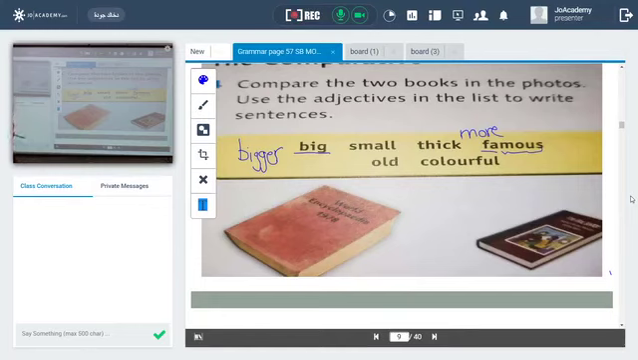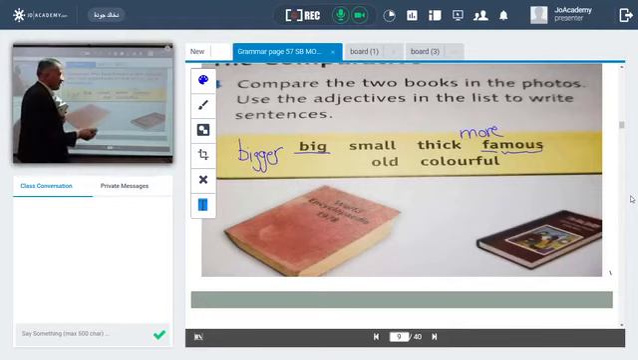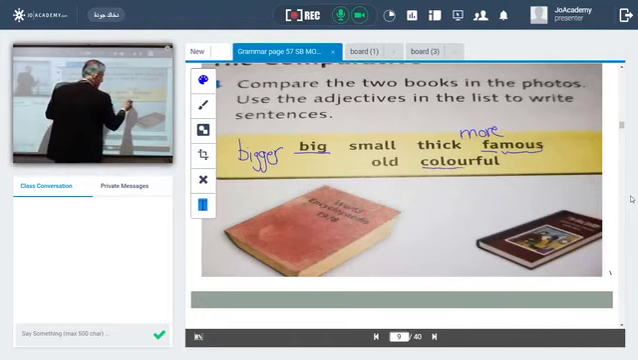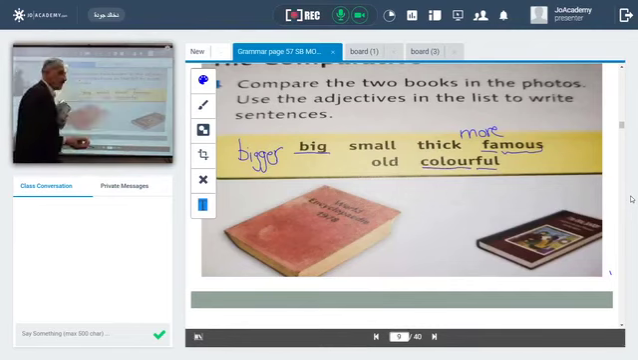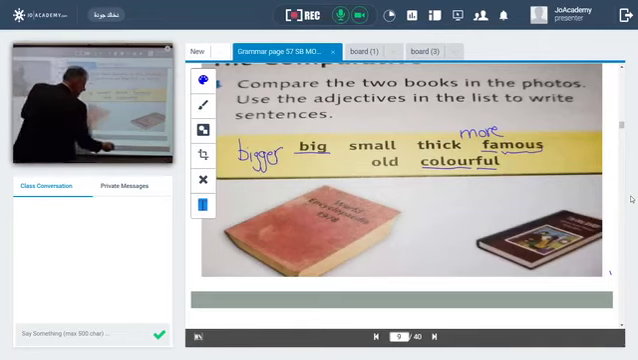Also, we have older. Which one is older? This is 1978. So the encyclopedia is older than the story. And the last one is colorful. So it is more than one syllable adjective. Here I will say the story is more colorful than the encyclopedia. It's more colorful than the encyclopedia. So here we made the examples. Let's look and see the examples we have written.